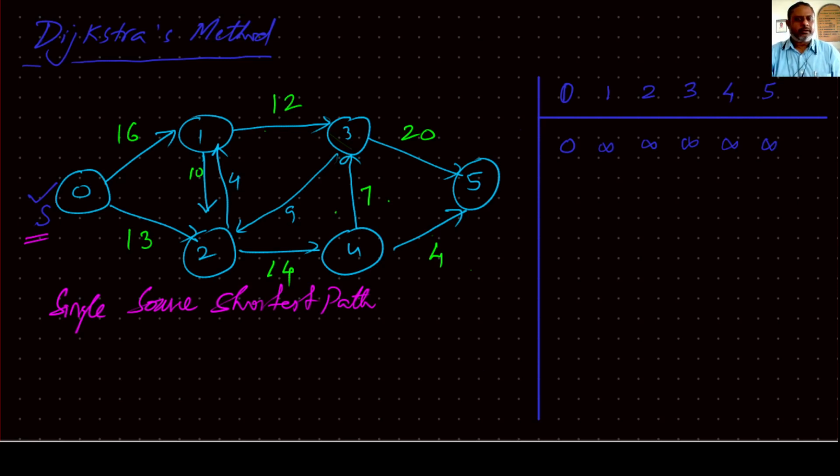So here we begin with the source, and to begin, we say that we don't know the distance to any other node, so we put all others as infinite. Only the source is known, so the distance from source to itself is 0. So that's where we begin our journey.